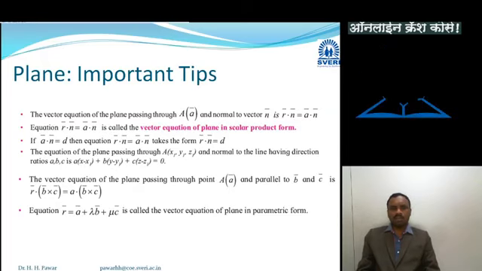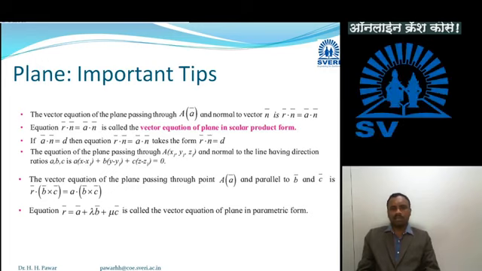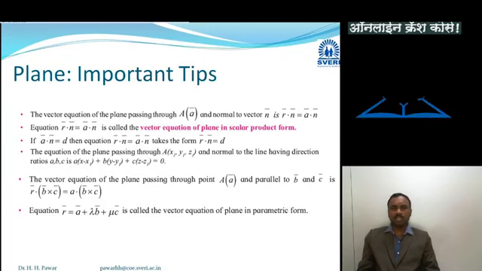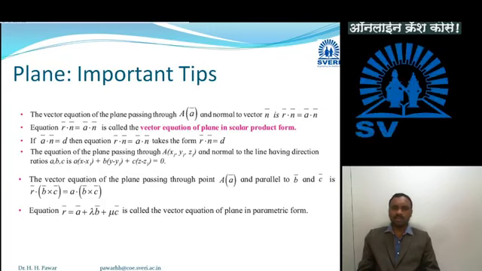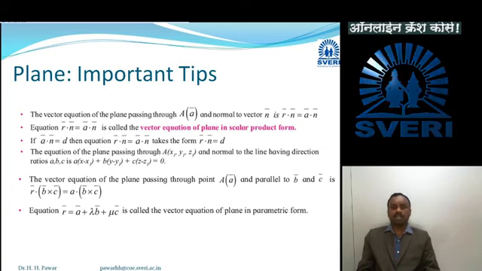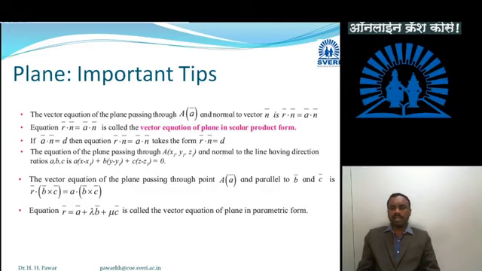Also, in Cartesian form, the equation of the plane passing through (x1, y1, z1) and normal to the line having direction ratios A, B, C is A(x minus x1) plus B(y minus y1) plus C(z minus z1) equal to 0.